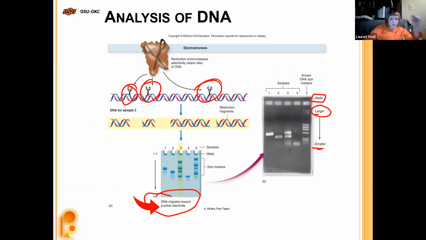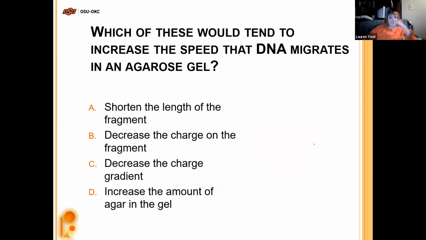So yeah, DNA is going to migrate towards the positive, and we're going to start with larger. It's going to get caught up towards the wells, and the smaller is going to move faster towards the bottom. So what would increase the speed that DNA would migrate in one of those gels? It's called an agarose gel. So how would we increase the speed?